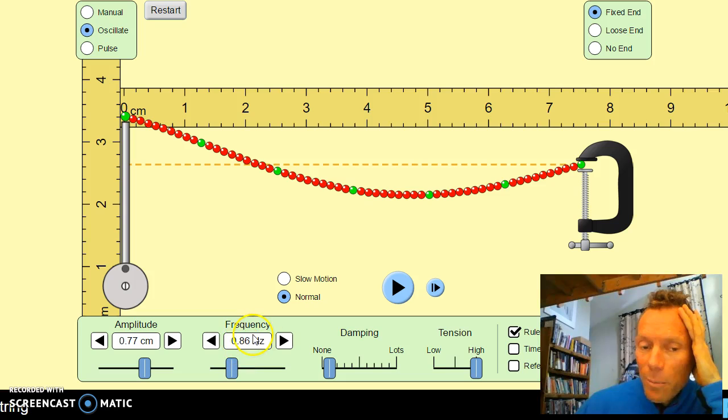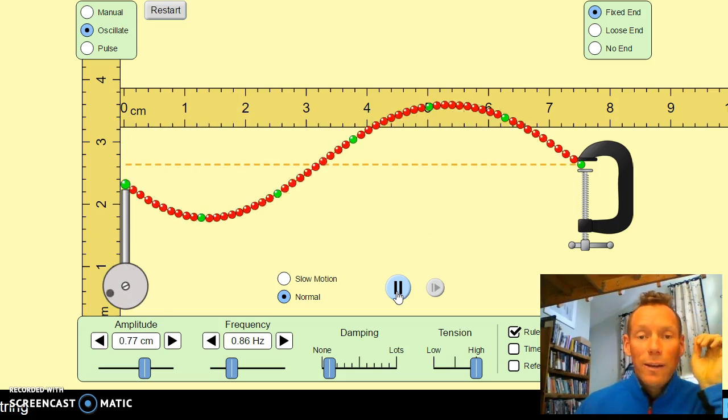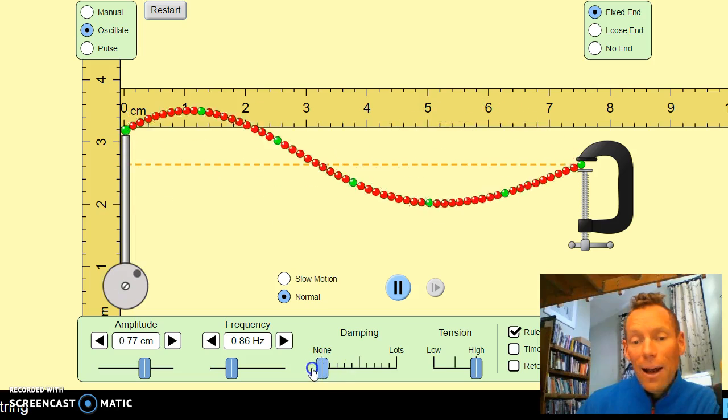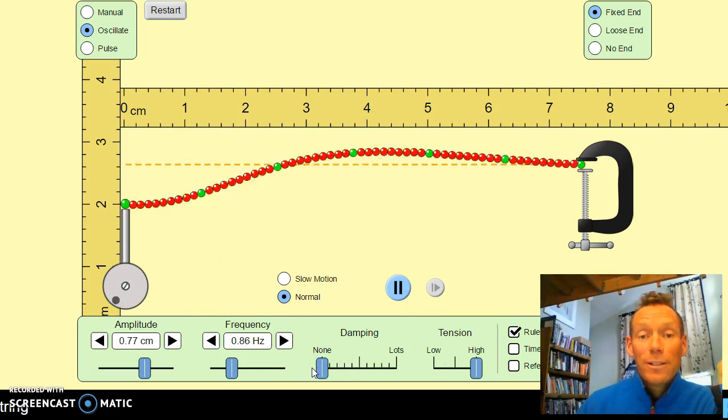So here I put this back to 0.86. This is where we saw one complete wave. So we'll push play. We'll get this one complete wave set up. All right, so it is resonating. And if we were to take out the damping, hopefully we're going to see some large increase in amplitude.